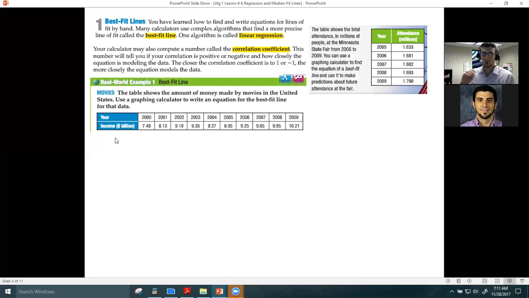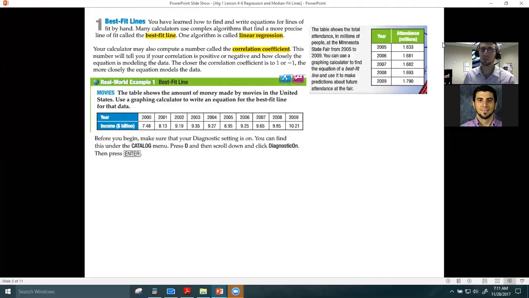All right, so the table shows the amount of money made by movies in the United States. Use a graphing calculator to write an equation for the best fit line for the data. Now, I'm going to walk you through the steps. The steps are in your book starting on page 255, so you can always refer to these. There are several steps, but if you just follow the steps that we show you here, you should have no problem doing these different steps.